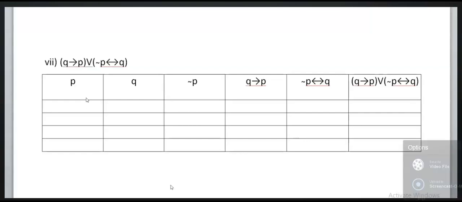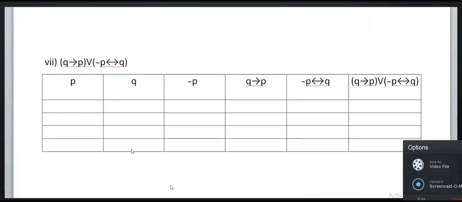7. Now see this here. Main joint is OR. To require the OR, we require Q implies P. First write P, Q. Again we require the negation of P. Next is Q implies P. Q implies P. Negation of P implies Q. Negation of P double implies Q. That is, this will be double implication.